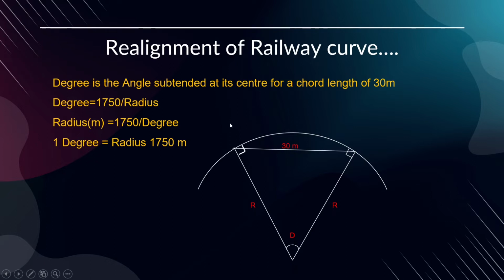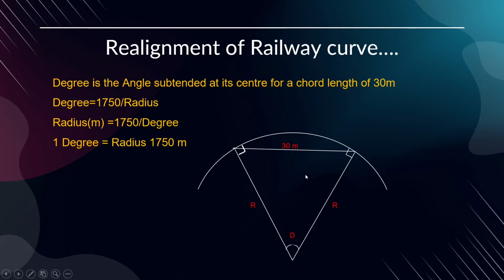However, before going to the application, let me say something about the curve. How is the curve defined? In our railway, the curve is normally referred to as a 1 degree curve, 2 degree curve, like that. The degree in railway is defined as the angle subtended at its center for a chord length of 30 meter. Whatever angle is subtended at the center for a chord length of 30 meter, we call that the degree.